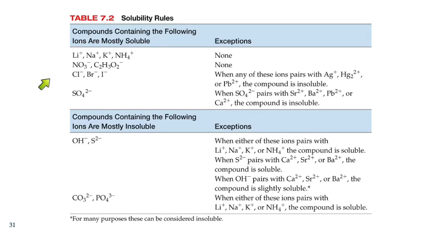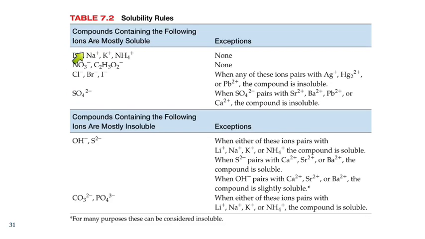This table is slightly different than the one on the back of the green card that you guys like so much. This one's a little bit different, and I really would encourage you to use this one instead of the one on the green card, because I think this one is more straightforward, and it does what we need it to do. So in the top part of this table, these are compounds that are mostly soluble.